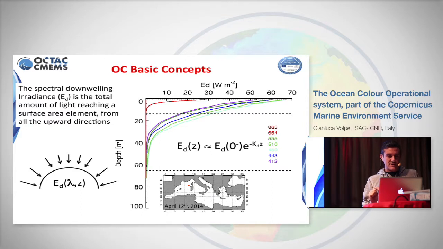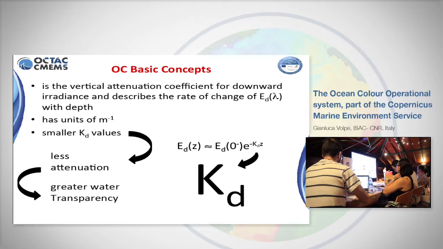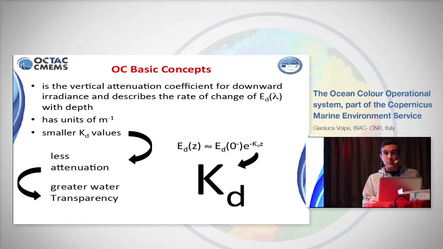but not all wavelengths decrease at the same rate, and this depends on the KD, which is the attenuation coefficient for the downward irradiance, and describes the rate of change of ED with depth. It has units of meters to the minus 1. Basically, the smaller the KD, the higher the water transparency. The bluer the water.